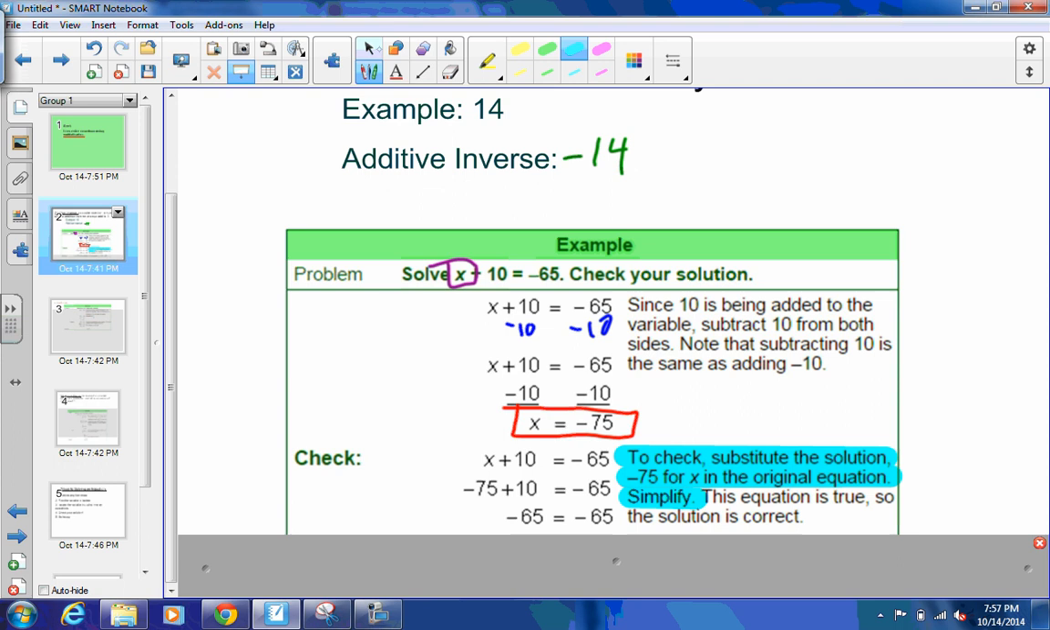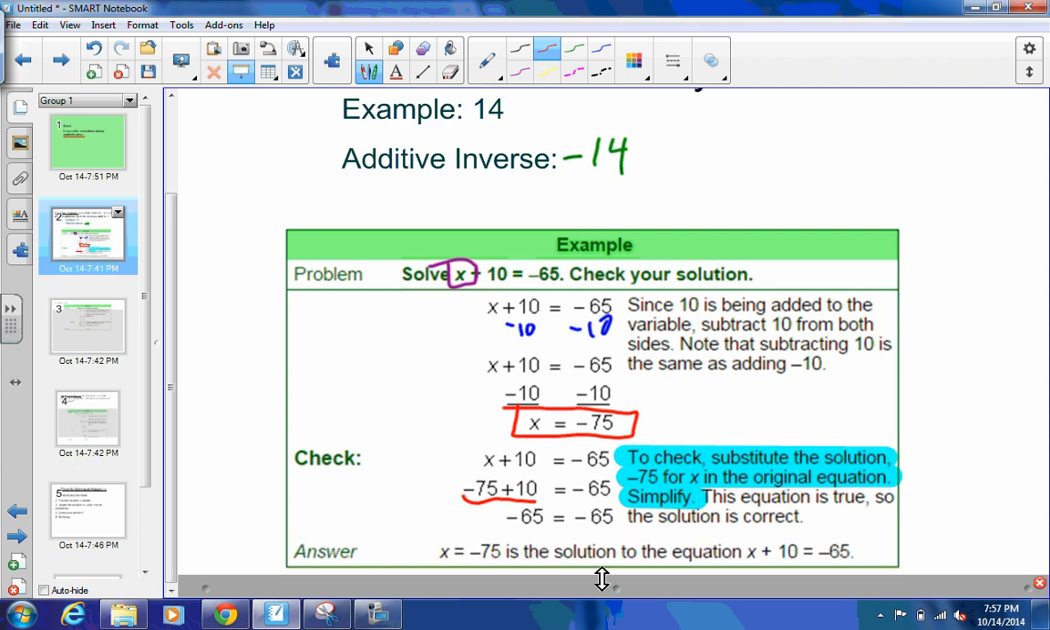All right, so you can do that right where we're looking at right here. Instead of x, we're using negative 75 because we said they're equal. So negative 75 plus 10 is, in fact, negative 65. And so that is our solution for negative 75, because negative 65 is equal to negative 65. So we're good there. Then we can give ourselves a nice, big smiley face.